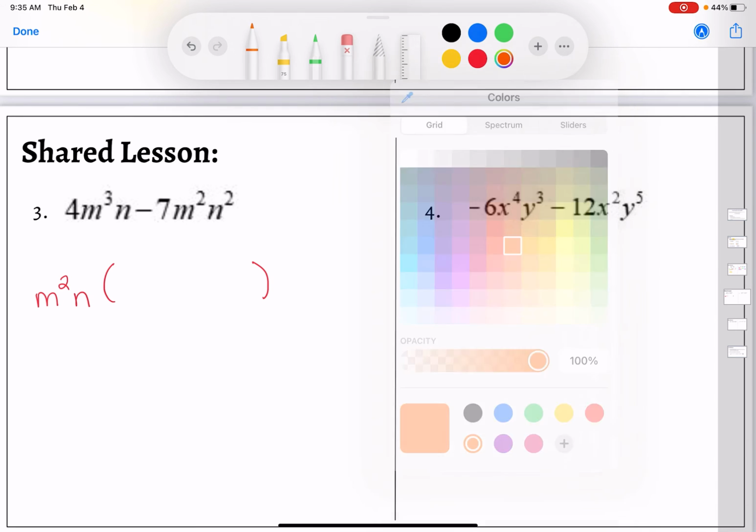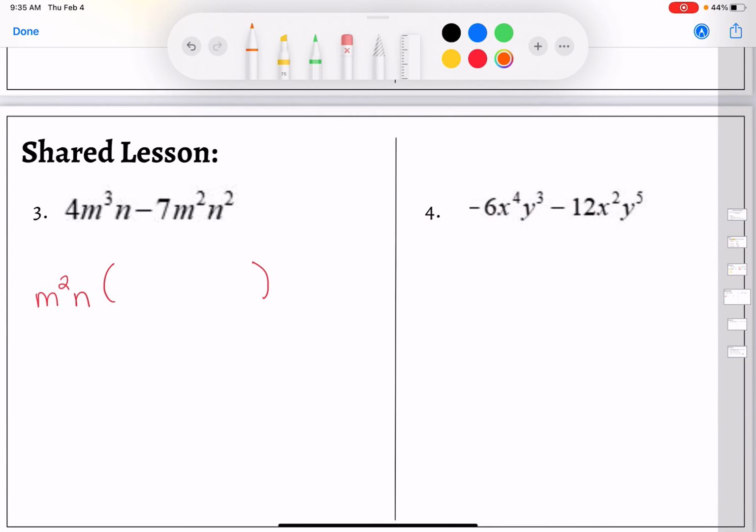Okay, so now, what would I have to multiply m squared n by to get 4m to the third n? Well, I definitely have to multiply by 4. I see I have m squared as my GCF. I need to get to m to the third, so I need to have 1 more m. But I don't need any more n's because I already have n in my GCF out front. So just think about it, distribute really quick. M squared n times 4m would give me 4m to the third n.